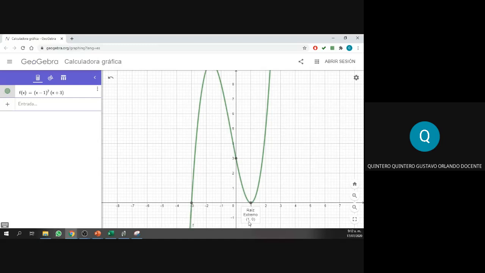Let's say you want to find the other one. So you just click there. 1. This even works for y-intercepts. Look, here is the y-intercept. If you click there, we're going to have 0,3. This is the y-intercept.